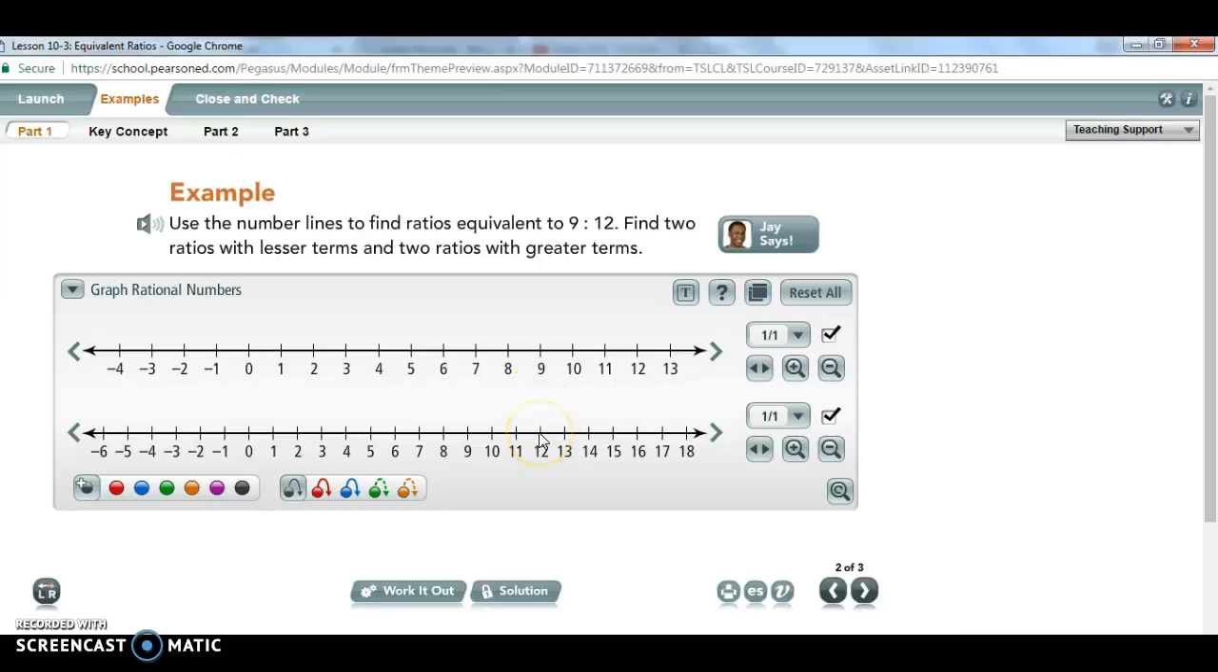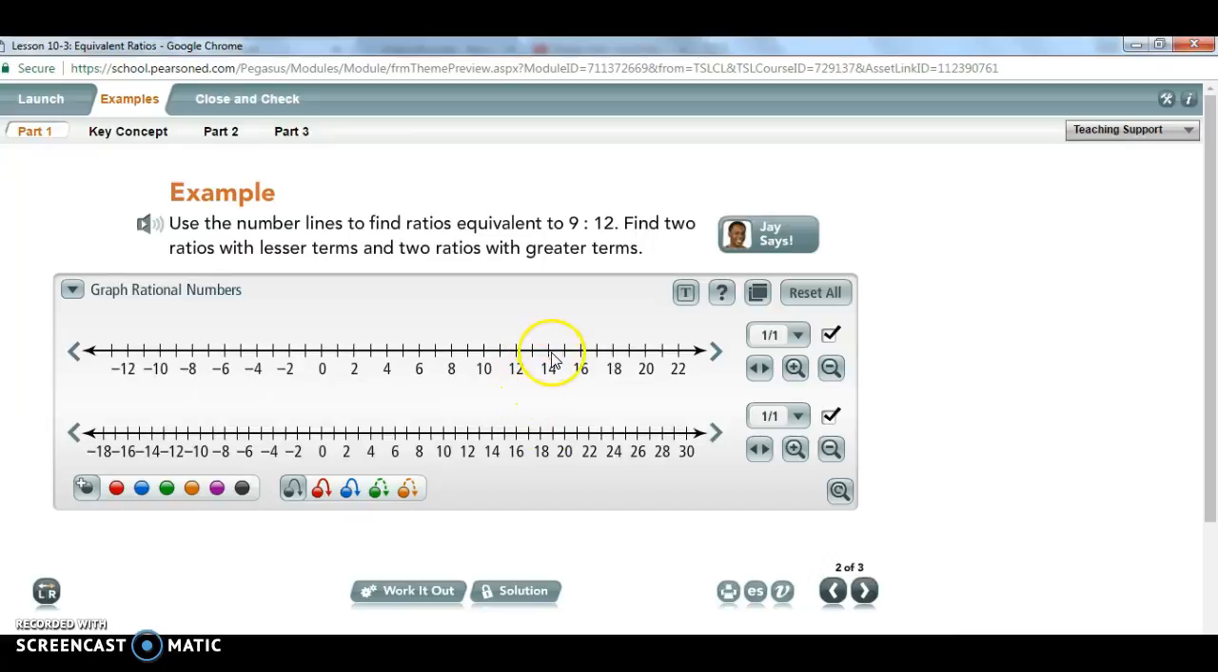And I need to find where my numbers line up exactly again. So I'm going to zoom out even more. So my 9 and my 12 are right on top of each other, and the next time that I see numbers one on top of the other is when I have 12 and 16. Those 2 numbers are right on top of each other, so those 2 numbers are equivalent ratios.